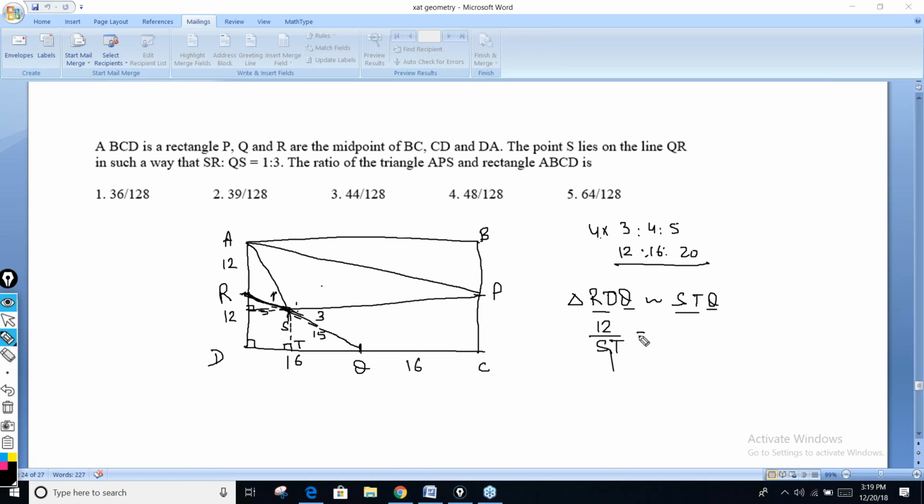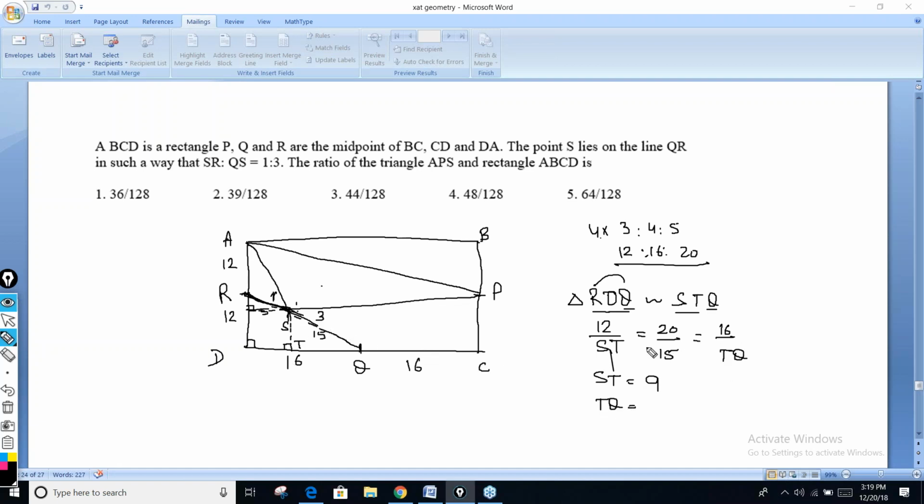We need to find the value of ST. RQ we know it's 20. SQ we know it's 15, DQ we know it's 16, and TQ we do not know. So if I compare these two, 4 is to 3, I'll get the value of ST. So ST comes out to be 180 upon 20, that is 9. And similarly, if I compare these two, I'll get the value of TQ.